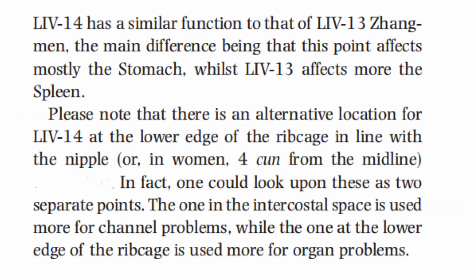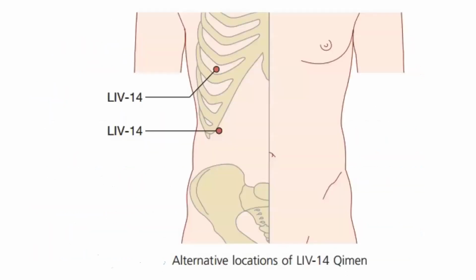Please note that there is an alternative location for Liver 14 at the lower edge of the rib cage, in line with the nipple, or in women, 4 cun from the midline. In fact, one could look upon this as 2 separate points. The one in the intercostal space is used more for channel problems, while the one at the lower edge of the rib cage is used more for organ problems. So here is a figure demonstrating the alternative locations of Liver 14.